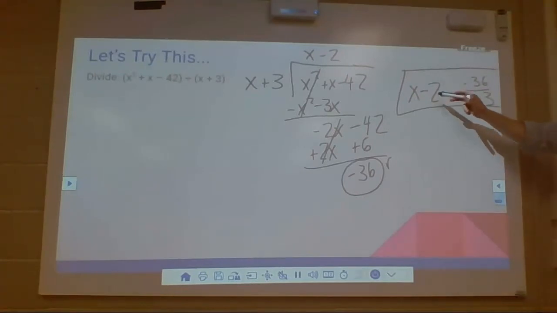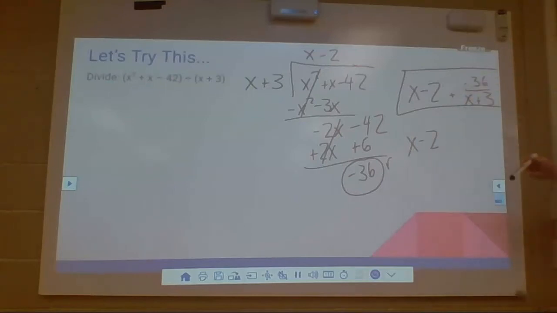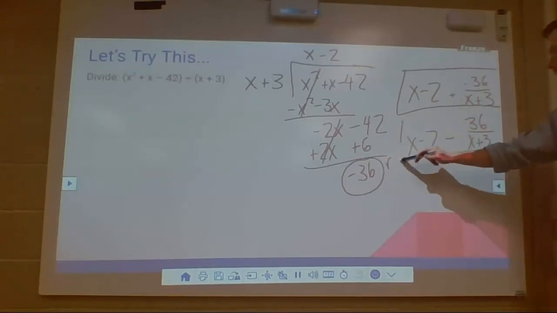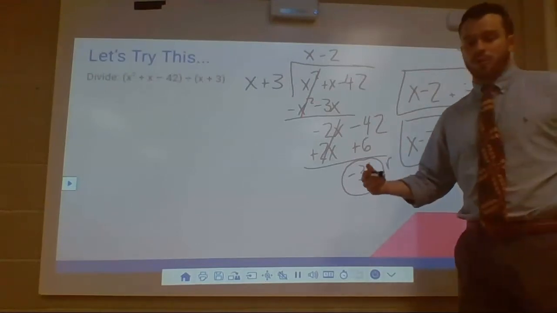Another way of writing this would be to say x minus 2, and that's a plus negative, right? Plus a negative is just going to give you a negative. Well, then we can say minus, and then positive 36 in the numerator over x plus 3. And there we go. There's our final answer. So, two different ways of writing the same answer. Let's look at one more example of this.